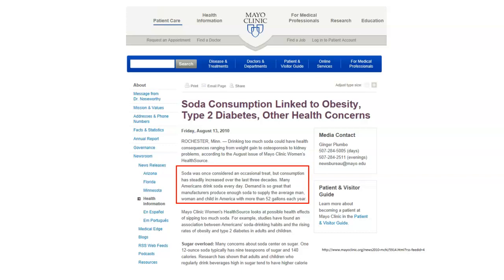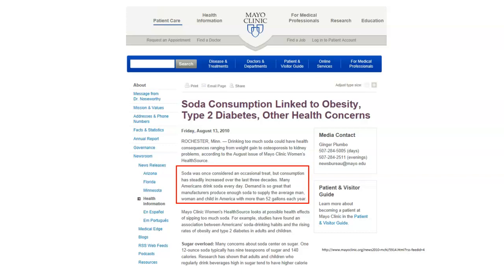Here's what we know. Soda was once considered an occasional treat, but consumption has steadily increased over the last 3 decades. Many Americans drink soda every day. This is weird, by the way. It's not common. It shouldn't be considered normal that we're consuming soda every day. Demand is so great that manufacturers produce enough soda to supply the average man, woman, and child in America with more than 52 gallons each year.